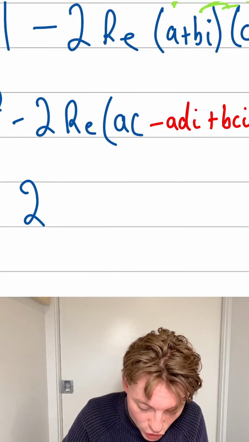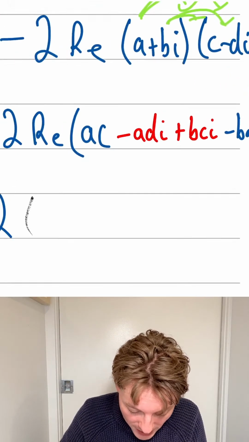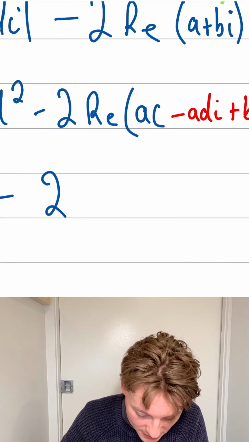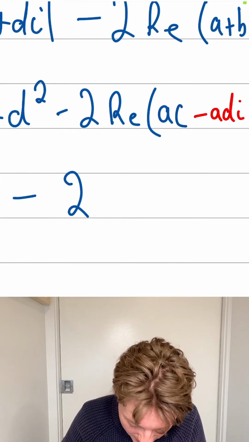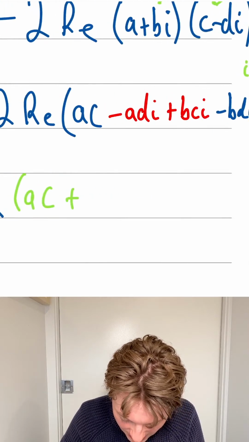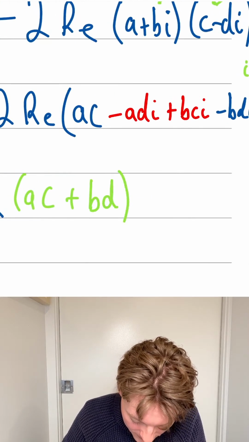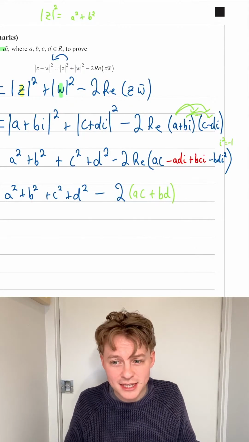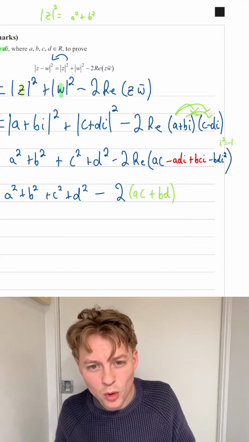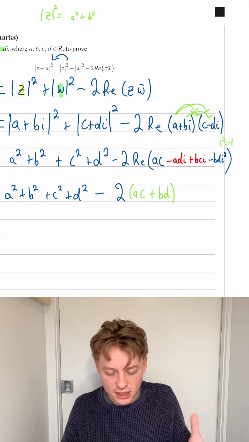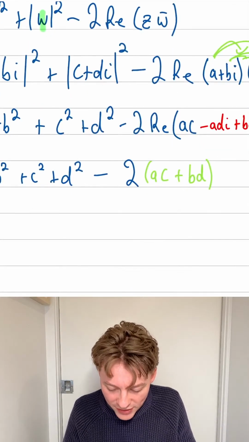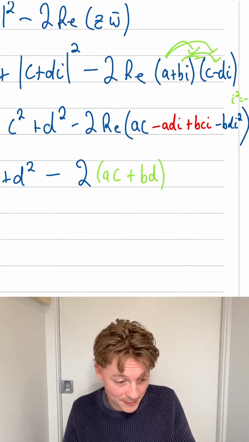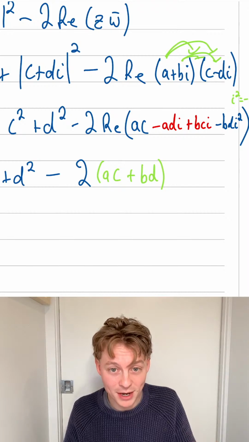So what I'm left with is 2 outside of just the real parts, which is just AC plus BD. Are we happy how I got to AC plus BD? I'm worried that maybe I slightly rushed that, but I think it made sense. It made sense when I was doing it at least. Happy? I assume we're happy. I'm going to keep moving.